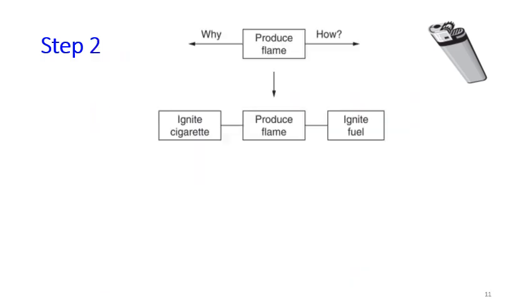And then next we start building this FAST diagram by going to the right with the question of how, and then going to the left with the reasoning why. So start from the basic function produce flame. We can say, for example, why do we want to produce a flame? The answer is we want to ignite a cigarette. And then how can we produce flame? Ignite the fuel.